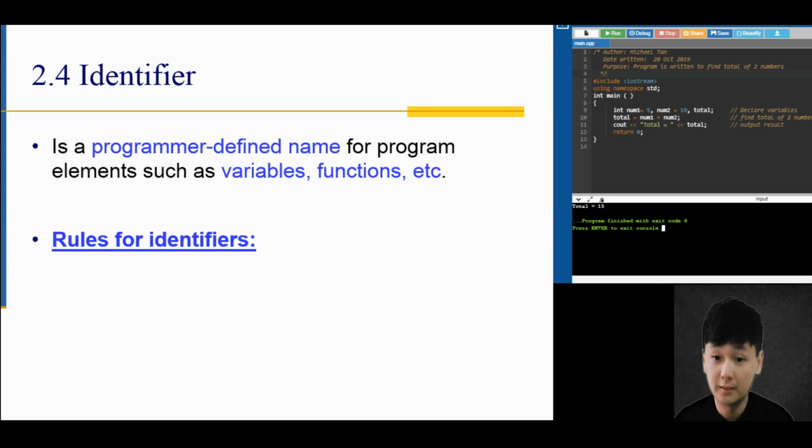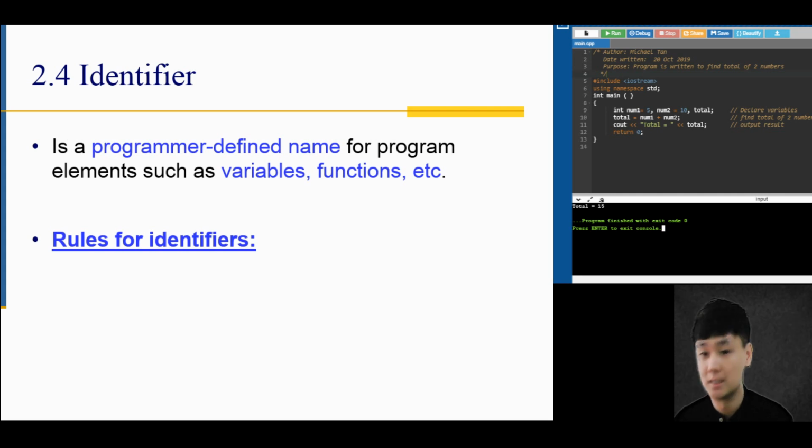So now identifiers. An identifier is a programmer-defined name for a program element, such as the variable name, the function name, the namespace name, and so on. Everything in this world has a name. Your parents give you a nice name, a good name. So you as a programmer have to provide a good name for every variable that you create, also every name for the variables and functions that you create.